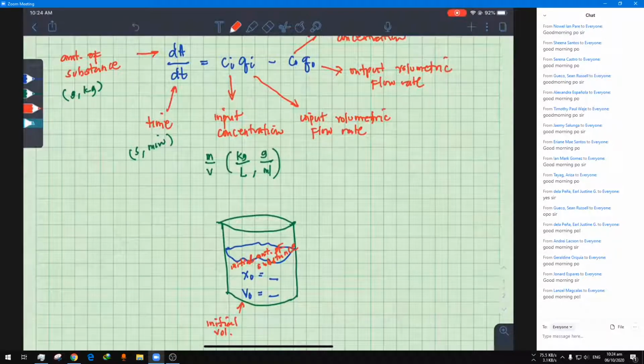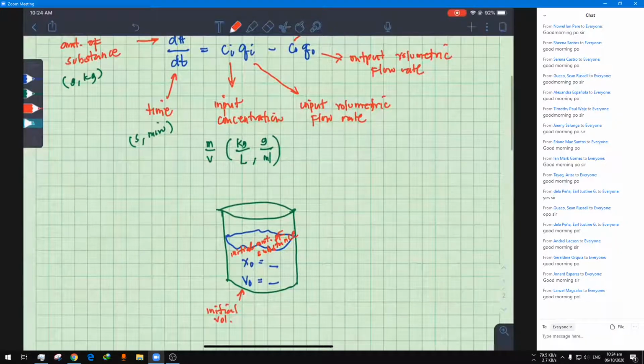Pero pag sinabi niyang initially, there is a pure water inside the container, so pag pure water yan, ibig sabihin, we don't have a solution. So it's just water. So in those cases, initially, the amount of the substance that is present will be zero. Okay? Pero kapag sinabi nga, we just have to write down that would be the initial amount of the substance.